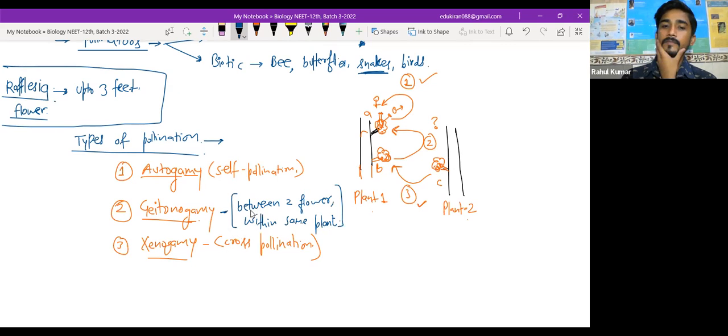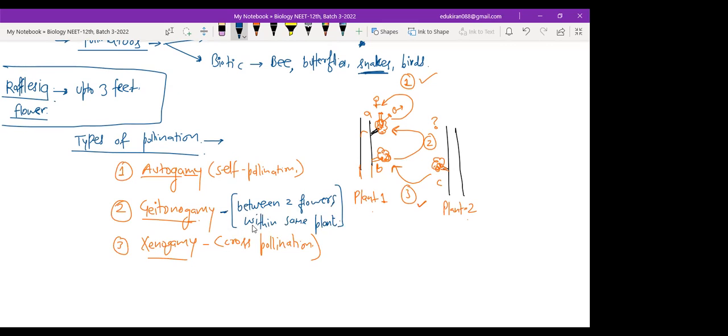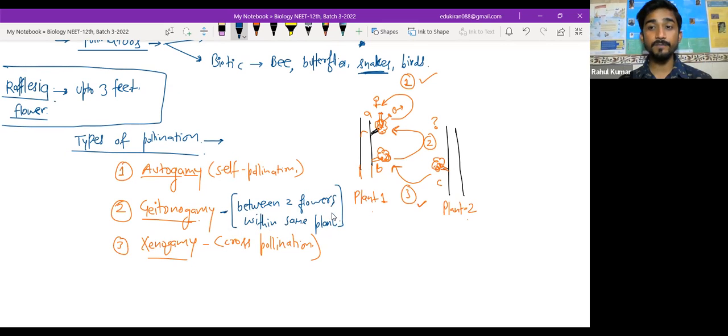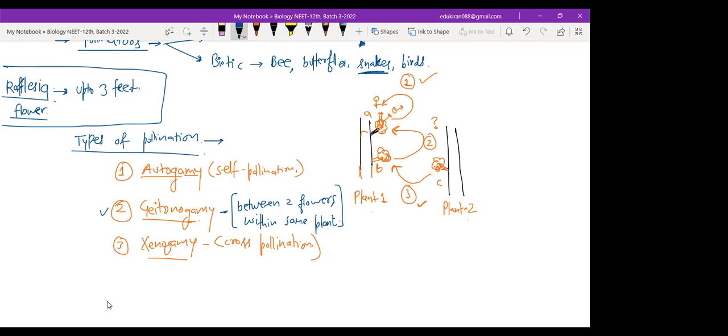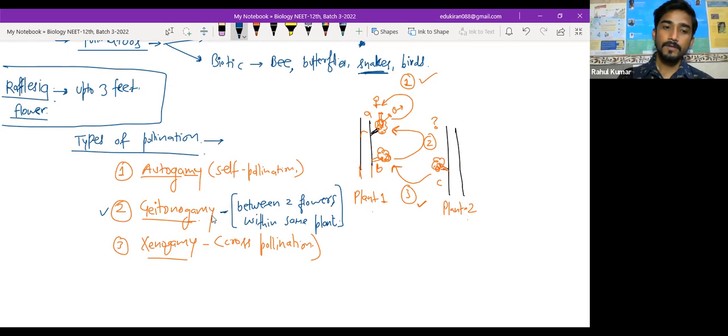Clear to everyone? Between two flowers, but within the same plant. So if the question comes, the pollination which takes place between two flowers and within the same plant is known as geitonogamy. Autogamy is within the same flower.